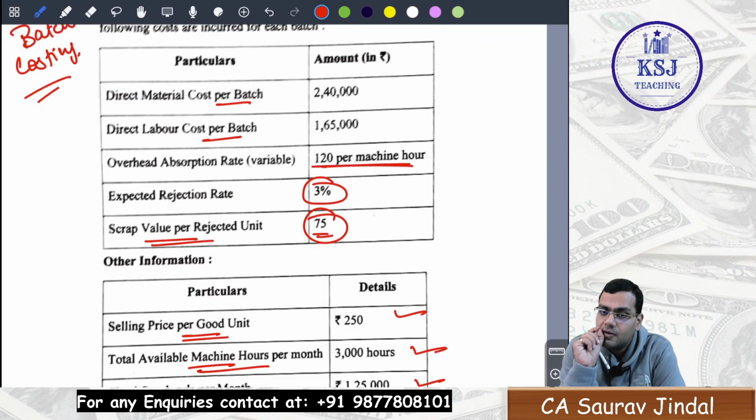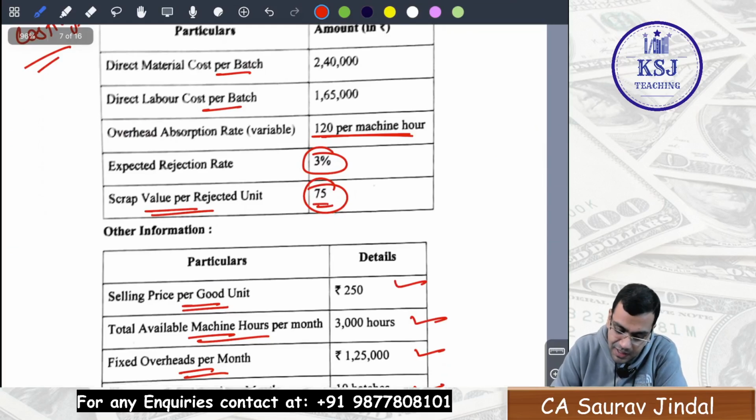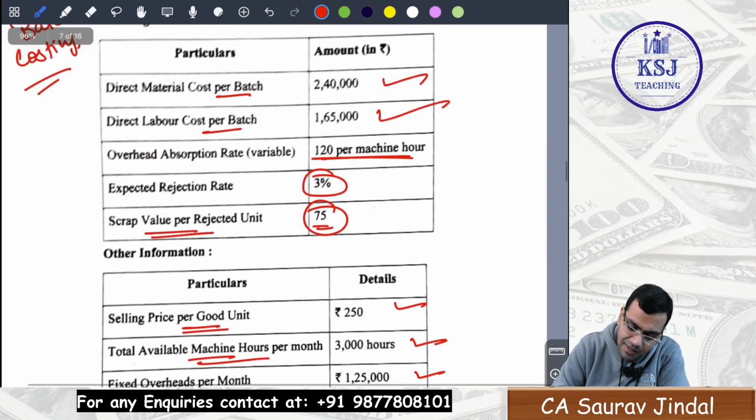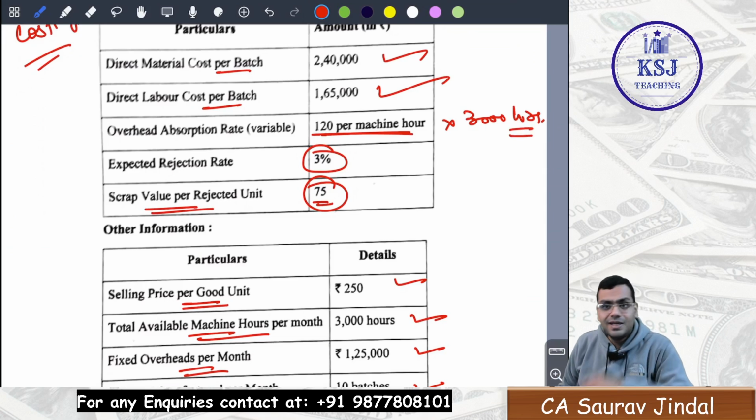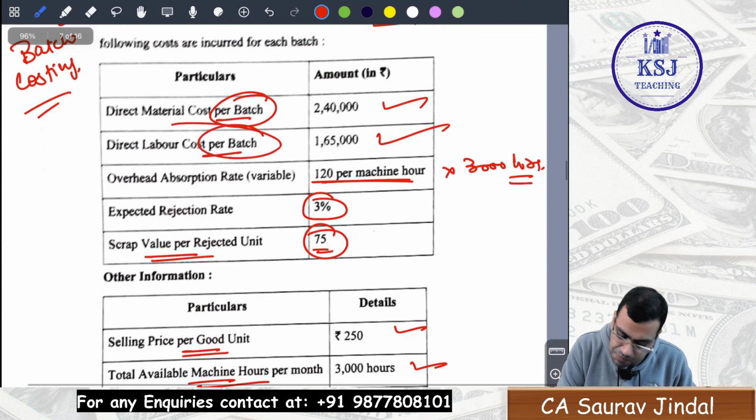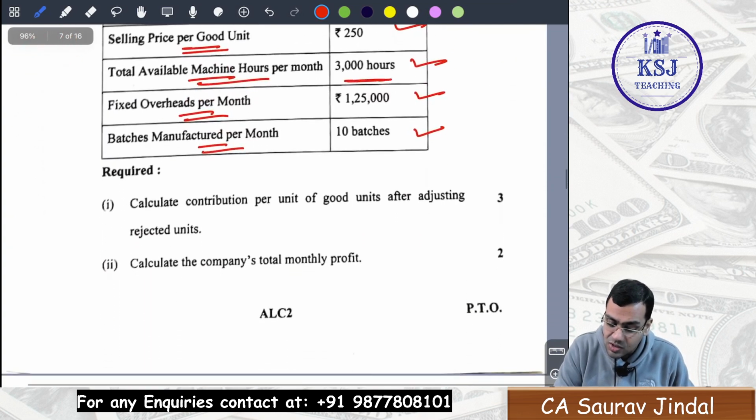Now, here you might have committed a mistake if you are not reading the question carefully. You might have taken the overhead absorption rate as variable. You will be taking material cost, labor cost and overhead absorption rate multiplied by 3,000 hours. No sir, it is wrong. Why is it wrong? Sir, this is per batch, and 3,000 hours is not per batch.